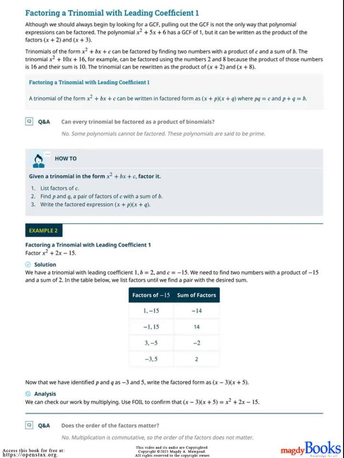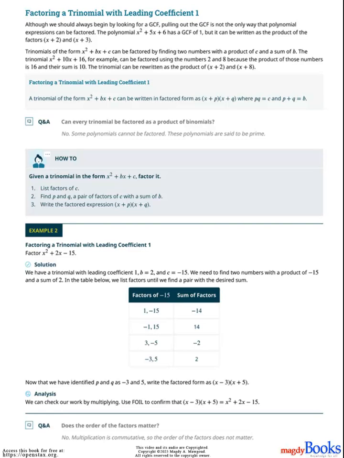Trinomials of the form x squared plus 10x plus 16, for example, can be factored using the numbers 2 and 8 because the product of those numbers is 16 and their sum is 10. The trinomial can be rewritten as the product of (x plus 2) and (x plus 8).